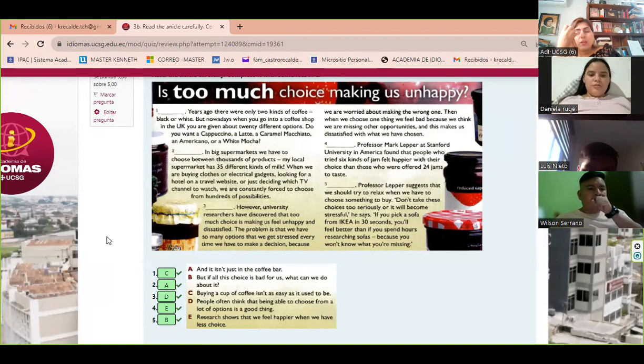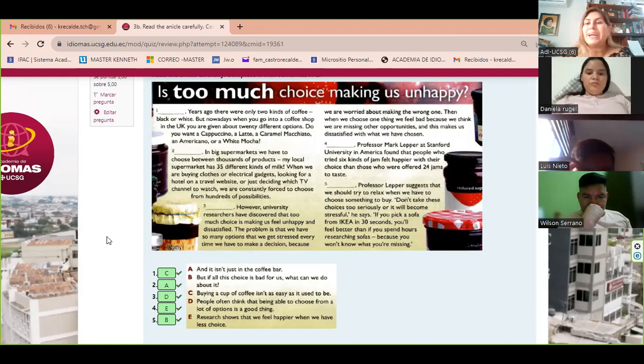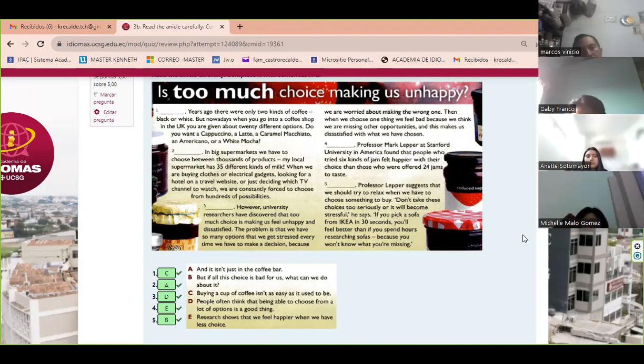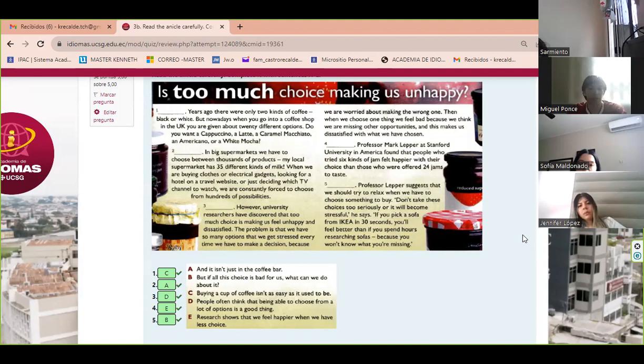Right there. The option with the first paragraph. Brewing a cup of coffee is not as easy as it used to be years ago. There were only two kinds of coffee, black or white. But nowadays, when you go into a coffee shop in the UK, you are given about 20 different options. Do you want a cappuccino, a latte, a caramel macchiato, an americano, or a white mocha? Mocha. Thank you, Luis. Okay. So the first one is done for us. Good. The second one, could you please read it, my dear?